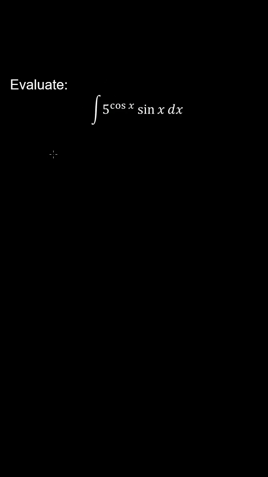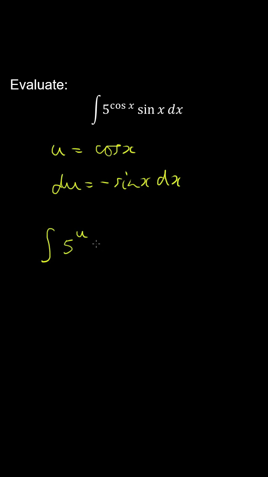Let's evaluate this integral. So we can let u equal cosine x, then du is minus sine x dx. And therefore we can write the integral as the integral of 5 to the u with respect to u, but we have a minus there. And therefore this evaluates to minus 1 over the natural log of 5 by 5 to the u, which is 5 to the cosine x plus the constant of integration.